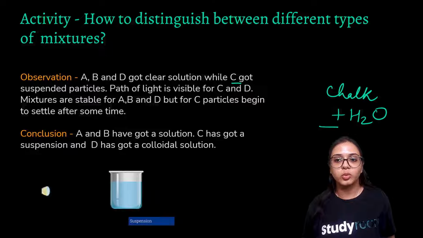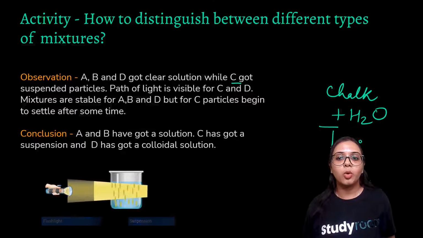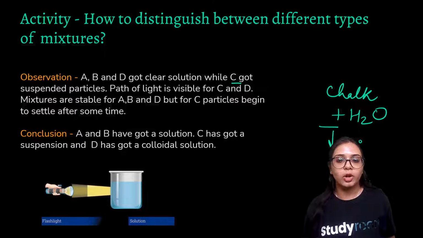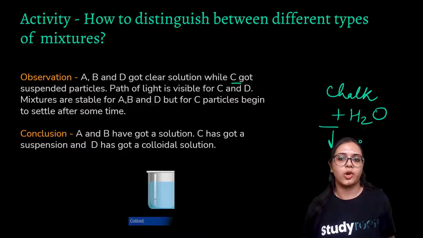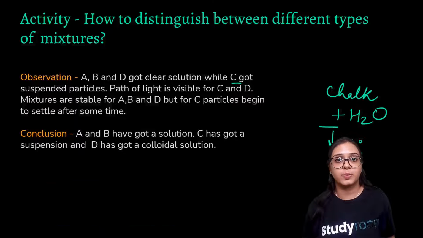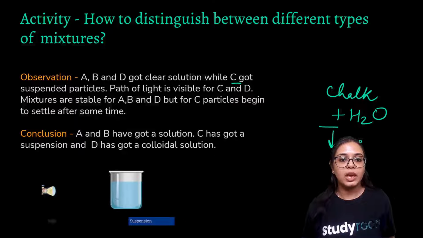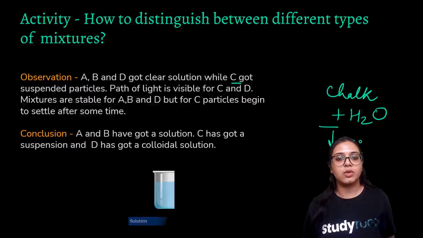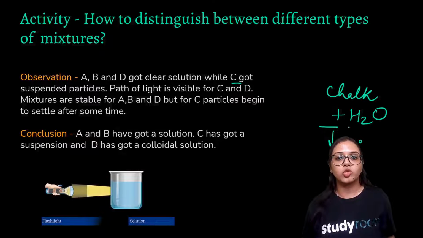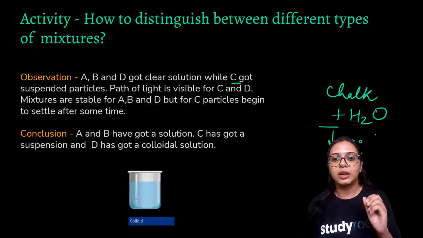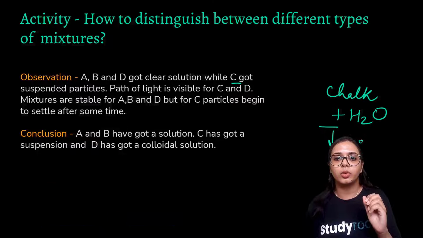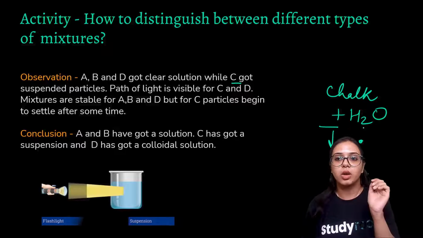So the chalky constituents that are there in the water go and settle down at the bottom of the beaker, and this process you may be familiar with. This is precipitation. So A and B have got a solution, C has got a suspension. Why? Because the chalk particles are suspended. They are there, kind of hanging in between the water mixture.